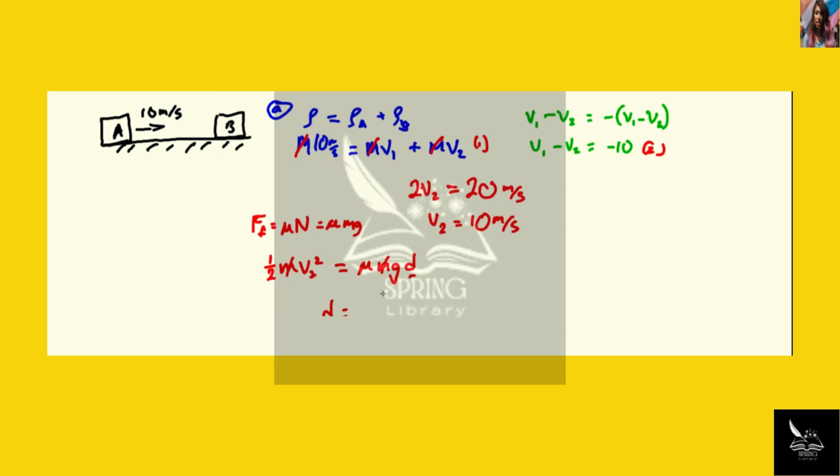If we solve that for d, we're going to get 10 squared, or 100, divided by mu, which was 0.1, times g, which we are told we can use 10 for, times 2, because there's that 1/2 there. And so you'll get 0.1 times 10 times 2. On the bottom, you'll end up with 2 again. So 100 divided by 2, you end up with 50 meters is the distance traveled.